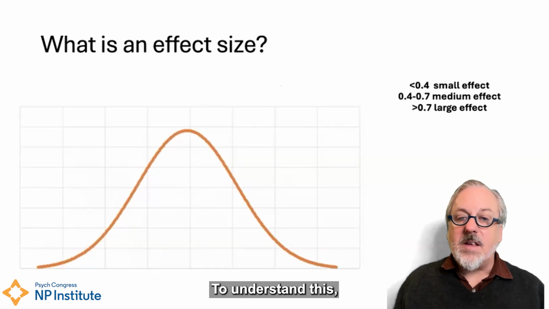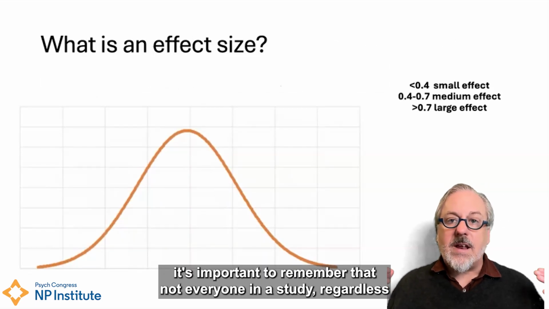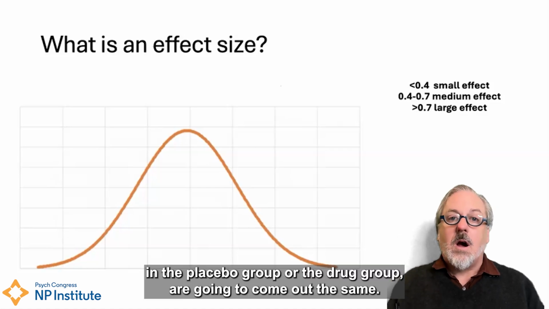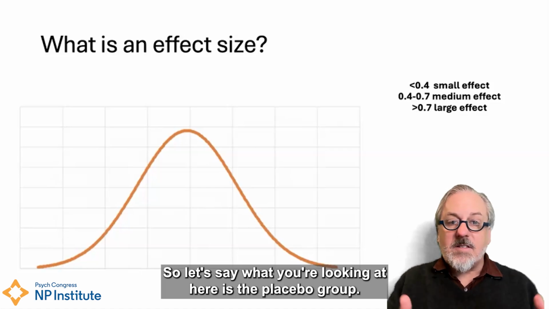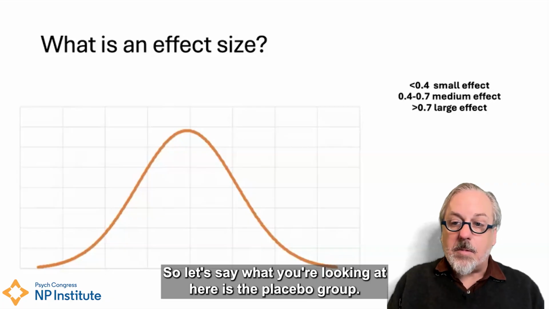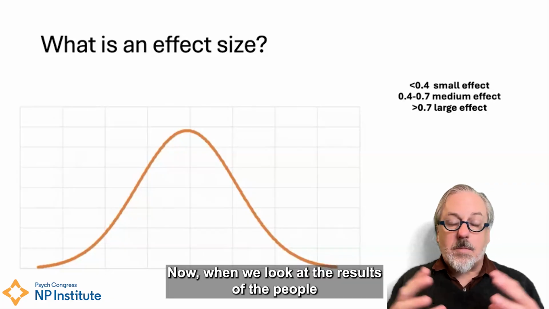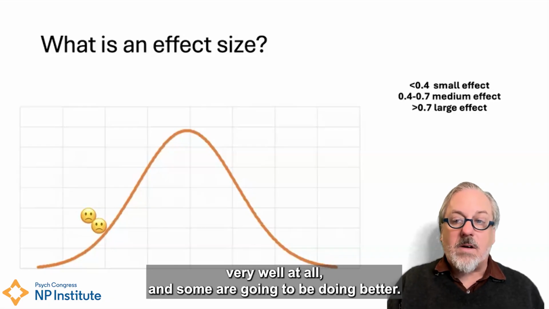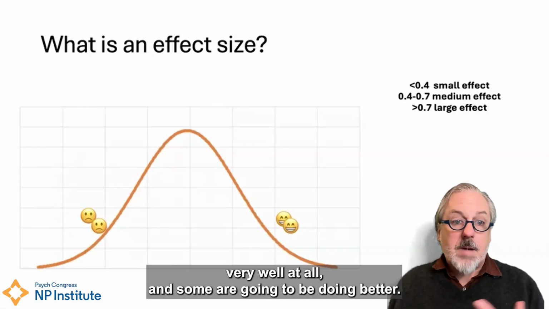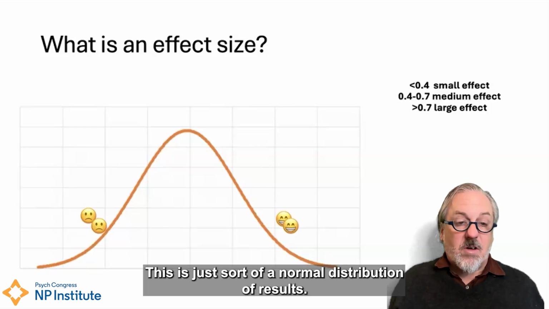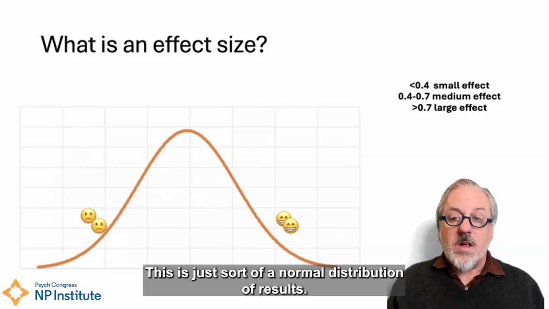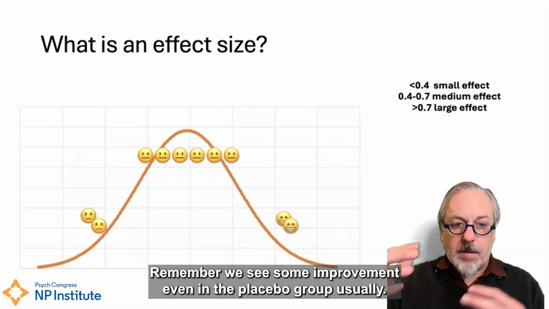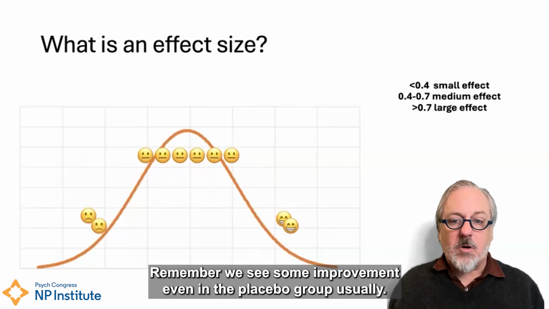To understand this, it's important to remember that not everyone in a study, regardless of whether they're in the placebo group or the drug group, is going to come out the same. So let's say what you're looking at here is the placebo group. Some of the people will not have done very well at all, and some are going to be doing better. This is just a normal distribution of results, but most will have done kind of averagely well. There might be a little bit of improvement. Remember, we see some improvement even in the placebo group usually.